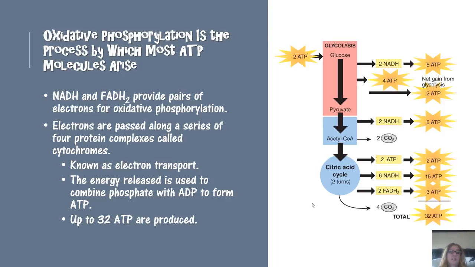Oxidative phosphorylation is the process by which most of the ATP molecules arise from cellular respiration. NADH and FADH2 provide pairs of electrons for oxidative phosphorylation. Electrons are passed along a series of four protein complexes called cytochromes, and they're known as electron transport. The energy released is used to combine phosphate with ADP to form ATP, and up to 32 ATP are produced in that process.